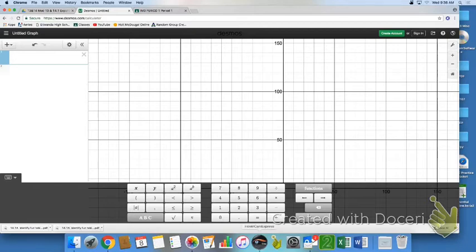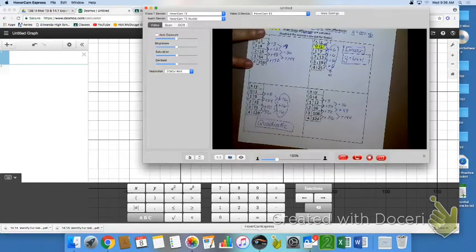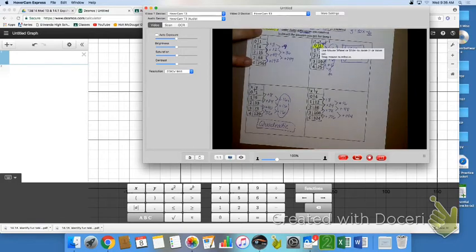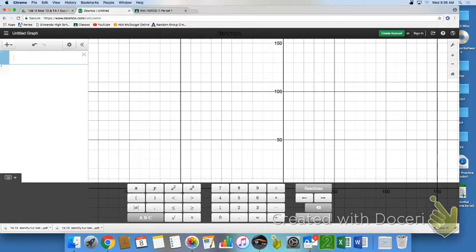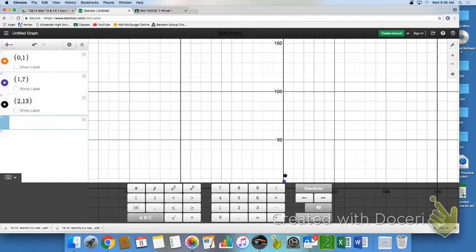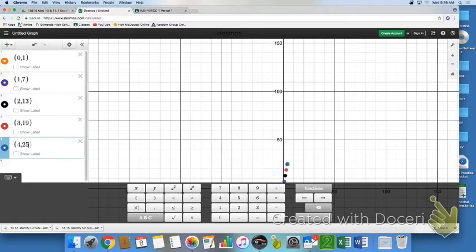Going back to this guy, I'm going to take this chart and graph those points, and then I'm going to see how the equation that I came up with matches up with it. So I'm going to type in the points. What's the first point? 0, 1. And then the next one is 1, 7. And then 2, 13. And 3, 19. And 4, 25. By the way, Desmos is an app you can put on your phone also. Free graphing calculator. We always like free.